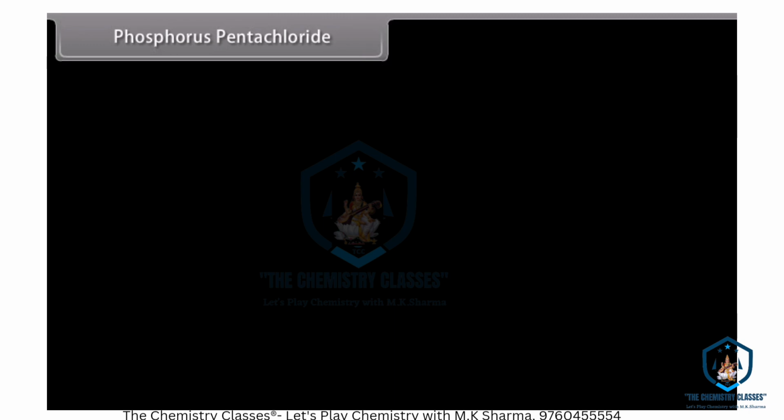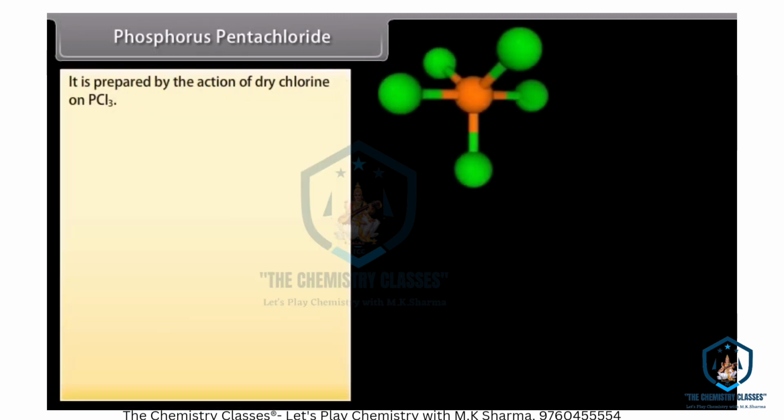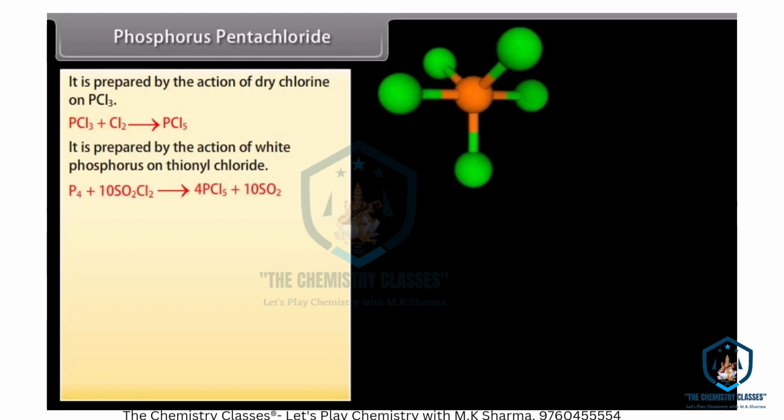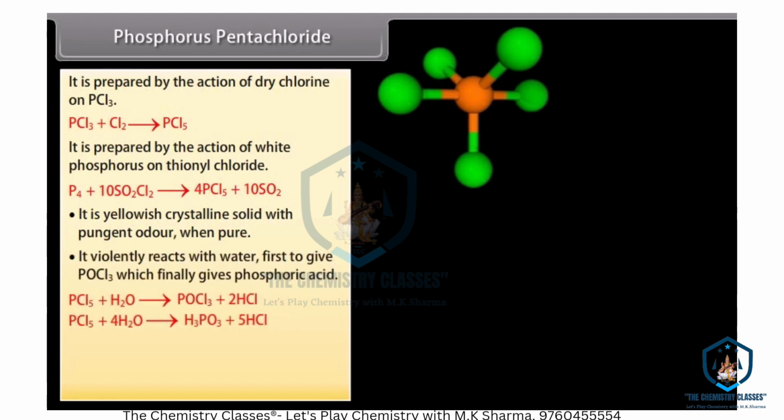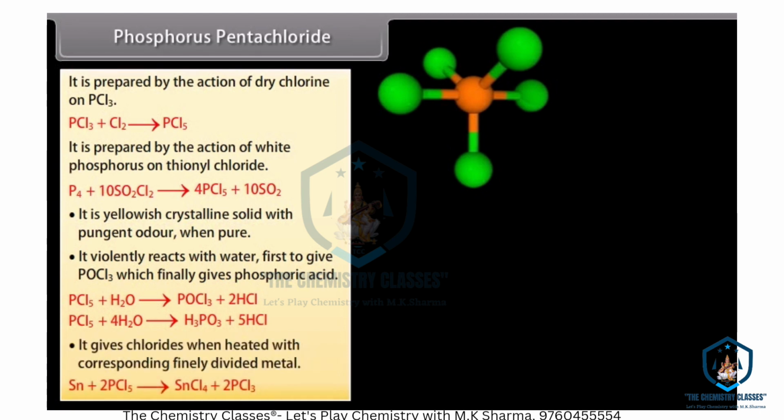Phosphorus pentachloride. It is prepared by the action of dichlorine on PCl3. It is also prepared by the action of white phosphorus on thionyl chloride. It is a yellowish crystalline solid with a pungent odor when pure. It violently reacts with water, first giving POCl3, which finally gives phosphoric acid. It gives chlorides when heated with the corresponding finely divided metal.